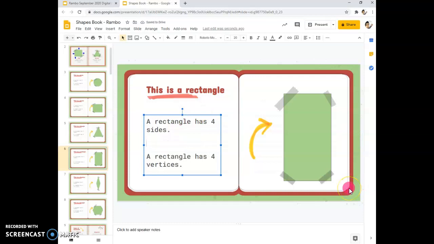Lachlan, tell me what you were saying. You were saying a rectangle has 2... Okay. We'll say a rectangle has 2 short sides and 2 long sides. How's that?